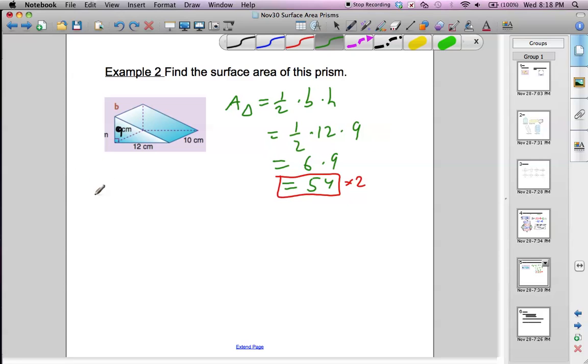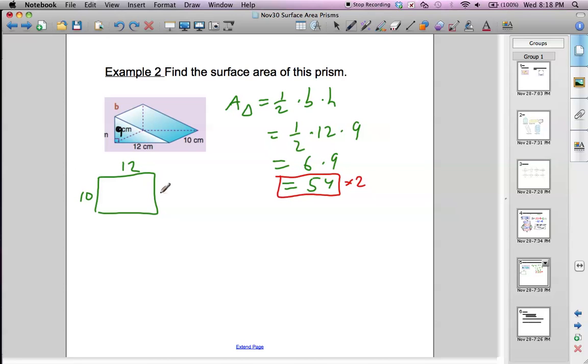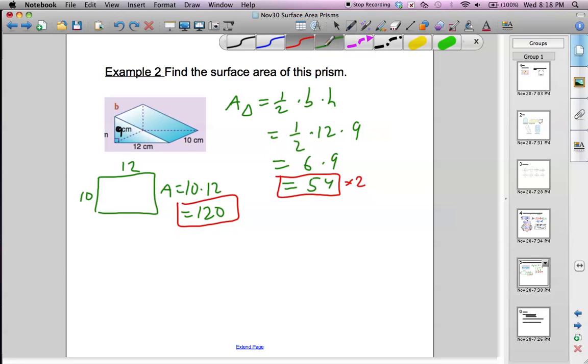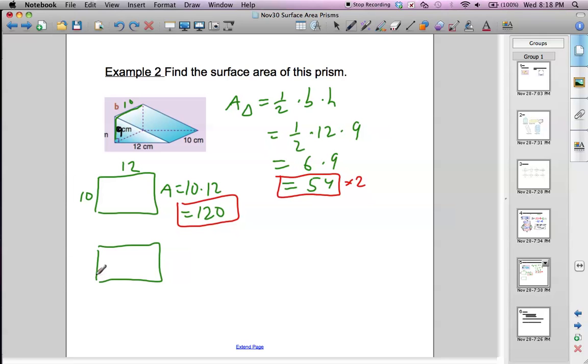Now let's look at the rectangles. There's 3 of them altogether. On the bottom we've got a 10 by 12 rectangle. That's 10 times 12 equals 120. The area of that rectangle is 120. We also have a 9 by 10 rectangle. So the area equals 9 times 10, which is 90. That's our second rectangle.